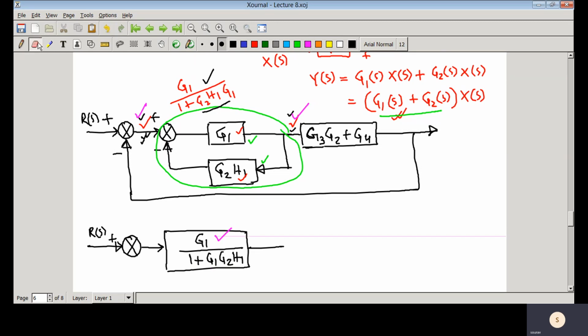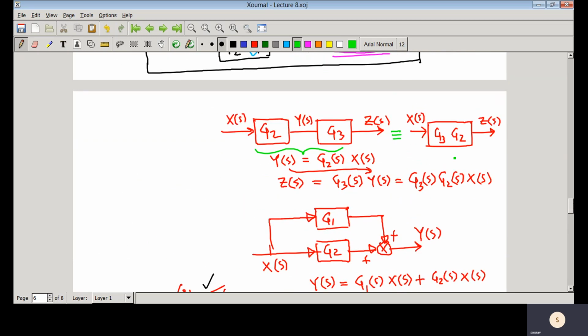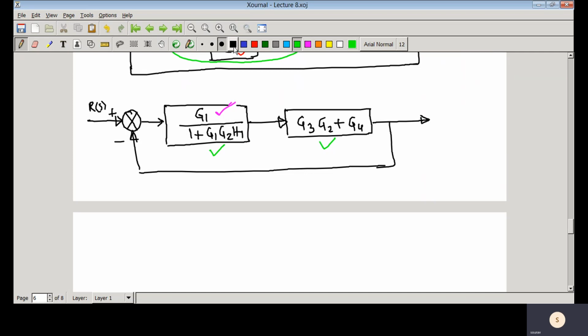So now you can see that the rest of the part, that is this particular transfer function, is G3 (G2 plus G4). So now this is that block diagram, and close this particular feedback path, so you have that negative sign. Now these two transfer functions are cascaded. Whenever they are cascaded, they will be in product form.